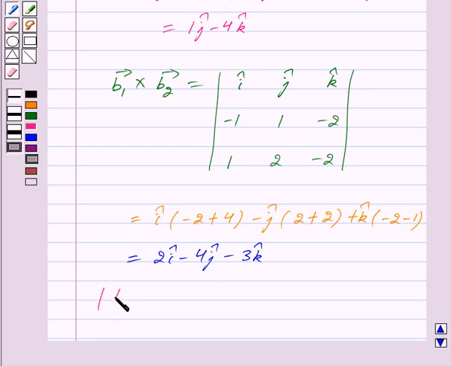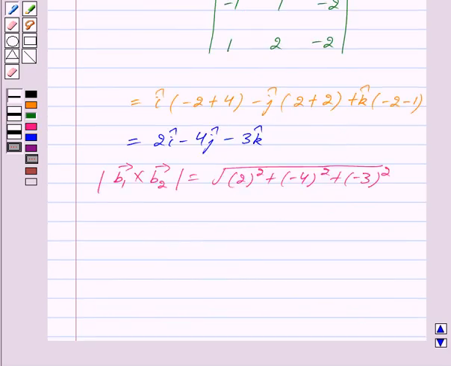Now, mod of cross product of vector b1 and vector b2 is equal to under root of 2 square plus (−4) square plus (−3) square. Since we have cross product of vector b1 and vector b2 equal to 2 i cap − 4 j cap − 3 k cap, we get its mod equal to under root of 4 plus 16 plus 9. And this is equal to under root 29. We mark this as 1.